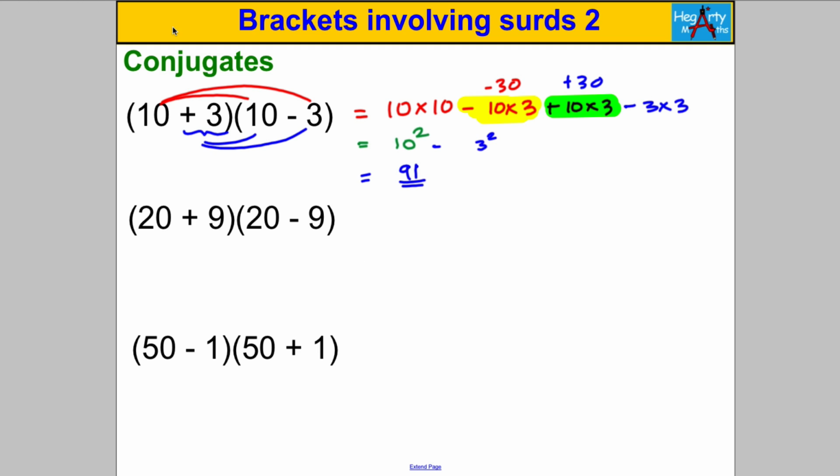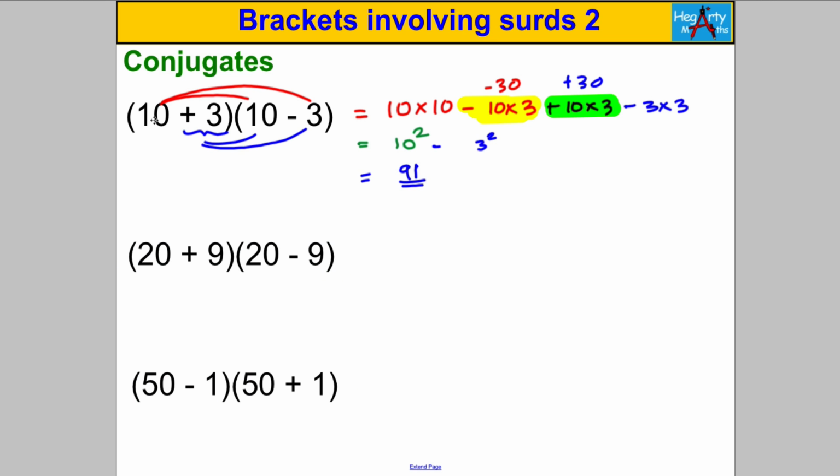Now, always when you have a case of 10 add 3 multiplying by 10 take away 3, you're always just going to get 10 squared take away the 3 squared. There's a name for this here. 10 add 3, its conjugate is 10 take away 3.